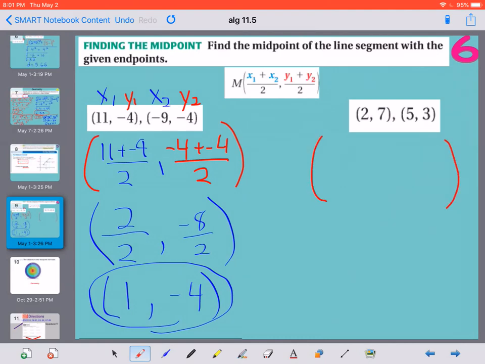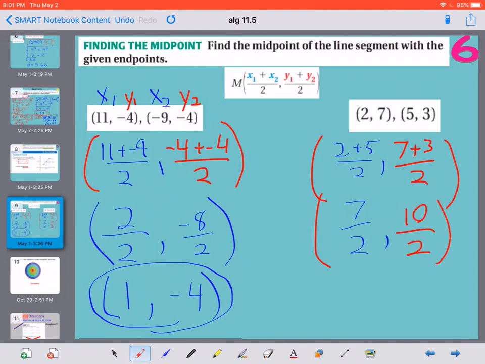Over here, our x1 and x2 are 2 plus 5, divided by 2, and our y1 and y2 are 7 plus 3, divided by 2. 2 plus 5 is 7, divided by 2. 7 plus 3 is 10, divided by 2. 7 divided by 2 is 3.5, and 10 divided by 2 is 5.